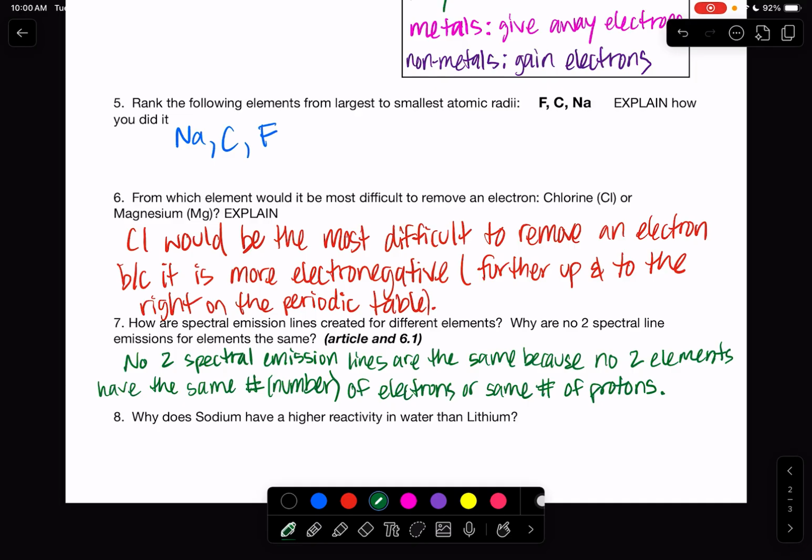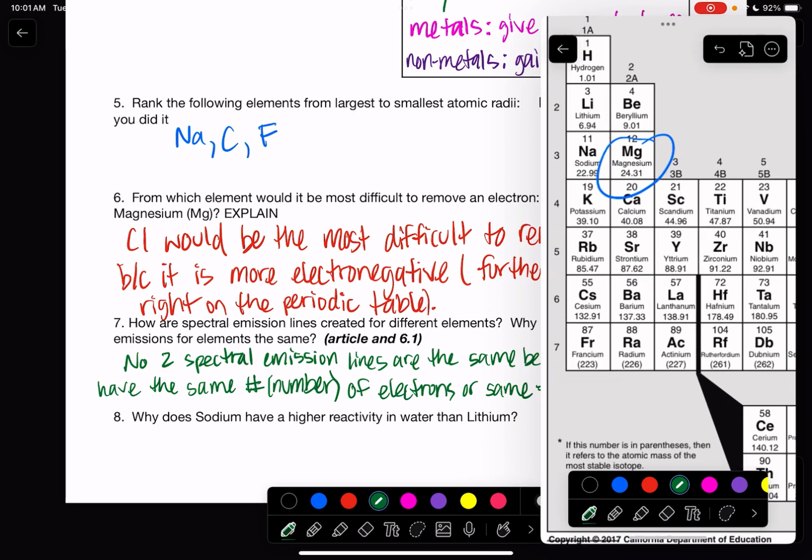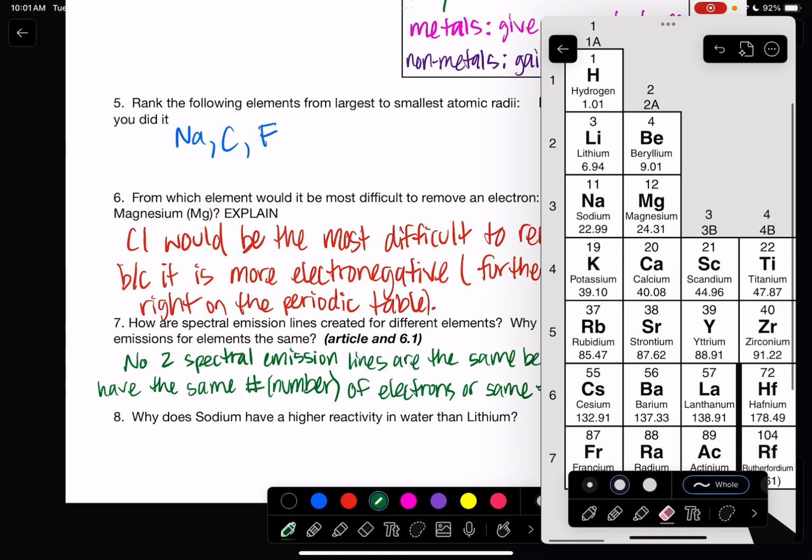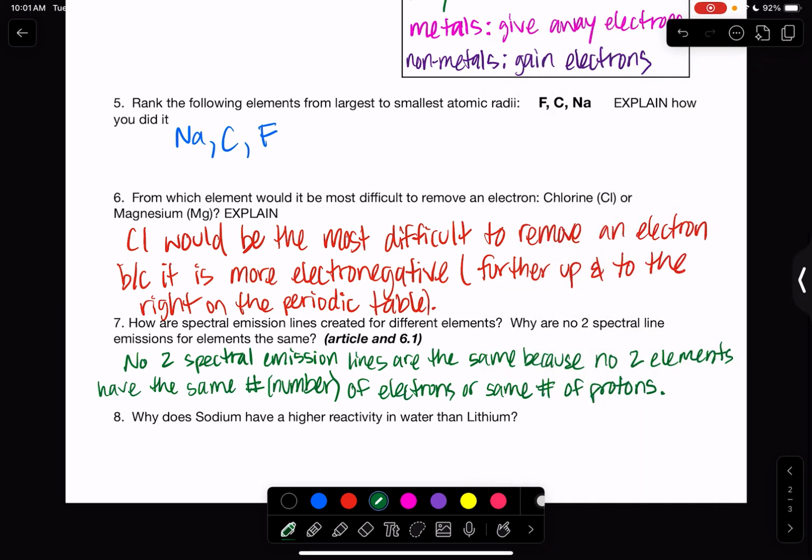And then why does sodium have a higher reactivity in water than lithium? And that has to do with the metal reactivity trend. So if you compare sodium and lithium, sodium is here, lithium is here. Since sodium is further down, it is more reactive. So sodium is further down the periodic table, so it is more reactive.